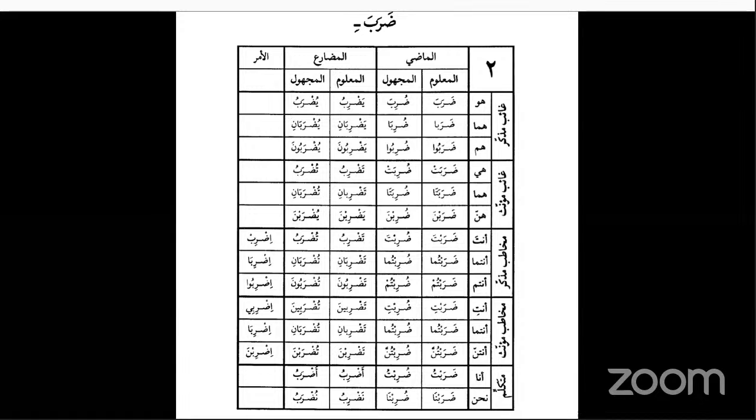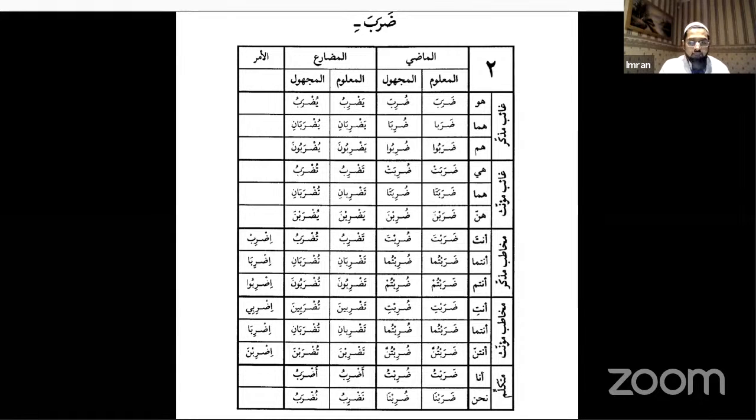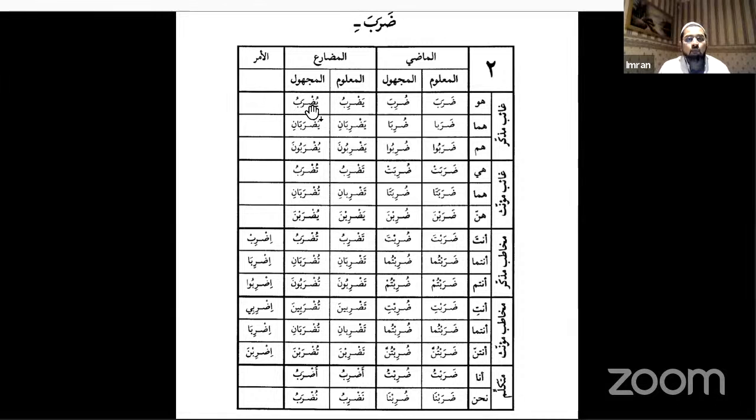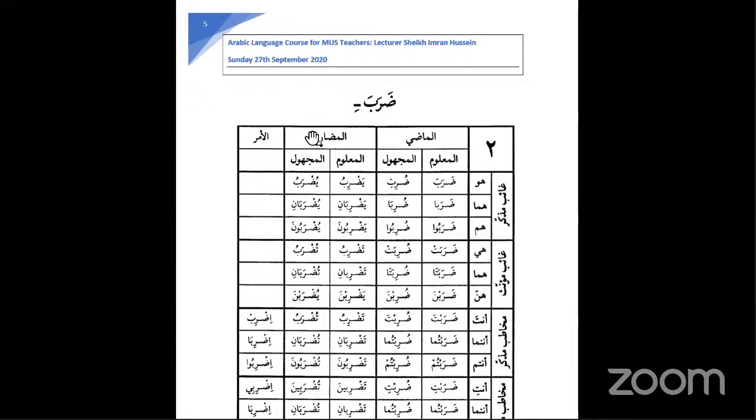Yuzribu, yazruban, yudrabu, yuzrabu, yazrubani, yudrabani, yuzrib. The majhul or the ma'lum? Majhul. Okay, sorry, I was doing the wrong one.